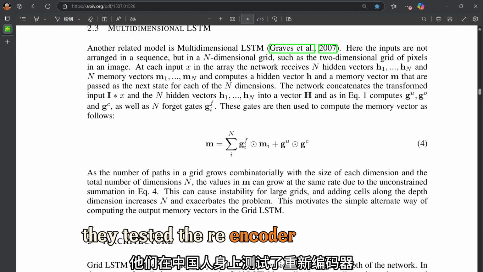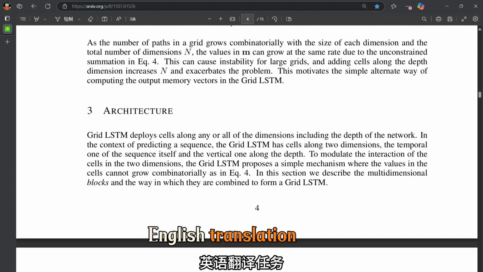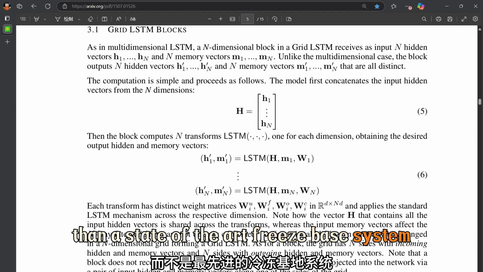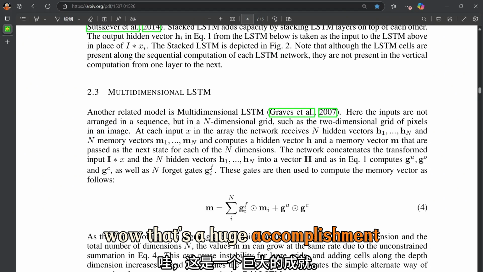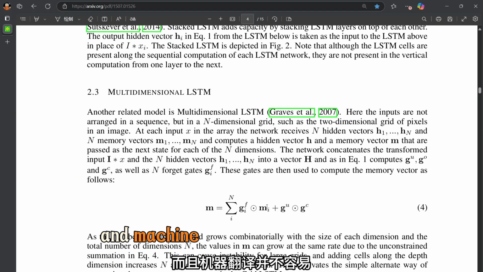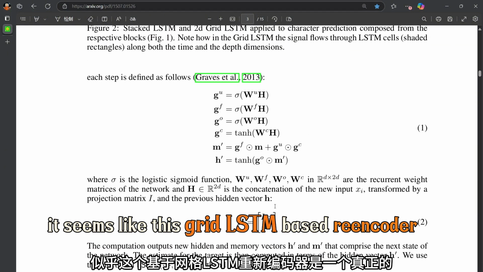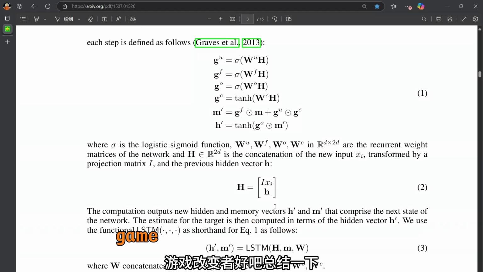They tested the reencoder on a Chinese English translation task, and it actually did better than a state-of-the-art phrase-based system. Wow, that's a huge accomplishment. Beating a state-of-the-art system in machine translation is not easy. It seems like this Grid LSTM-based reencoder is a real game changer.